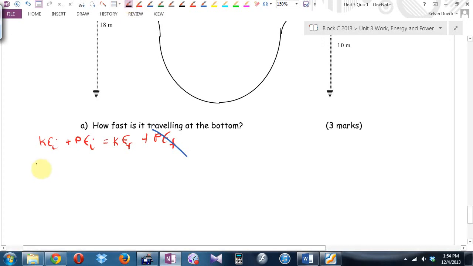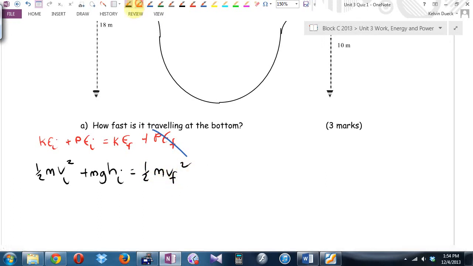So this is going to be a half mv initial squared plus mgh initial equals a half mv final squared. You know what we're going to do? We're going to get rid of mass.